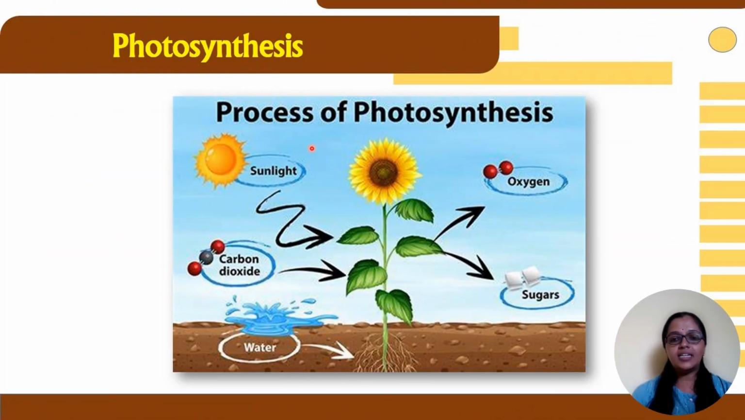Now, again a diagram is given here. You can see sunlight. Sunlight is taken in by the leaves, the carbon dioxide is taken in through the stomata of the leaf, and the water is taken up by the roots. And finally, what are the products formed? Oxygen and sugar. What is the sugar formed? Glucose. Glucose is the sugar produced by photosynthesis.